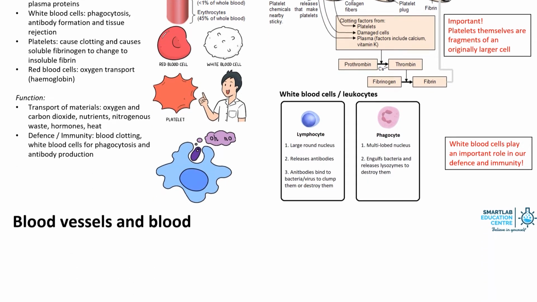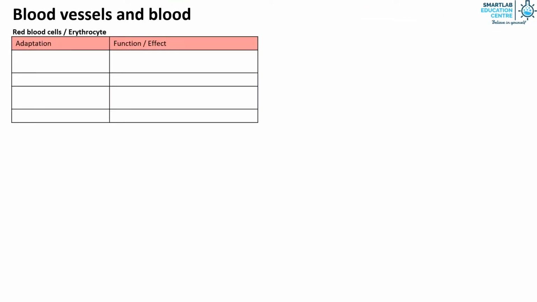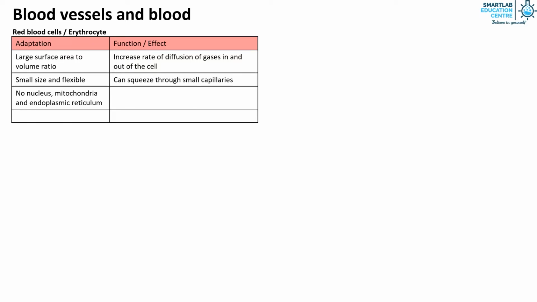The red blood cells, or erythrocytes, have various adaptations. It has a large surface area to volume ratio to increase the rate of diffusion of gases in and out of the cell. It is small and flexible such that it can squeeze through small capillaries. The red blood cells don't contain a nucleus, mitochondria, and endoplasmic reticulum to allow more space to hold more hemoglobin. But this also means it has a short lifespan of about 4 months. Lastly, red blood cells contain hemoglobin to transport oxygen, and it gives the cells their red color.